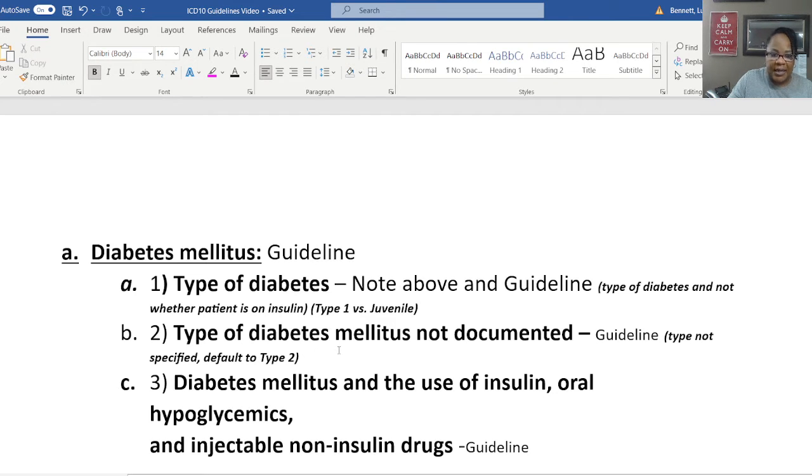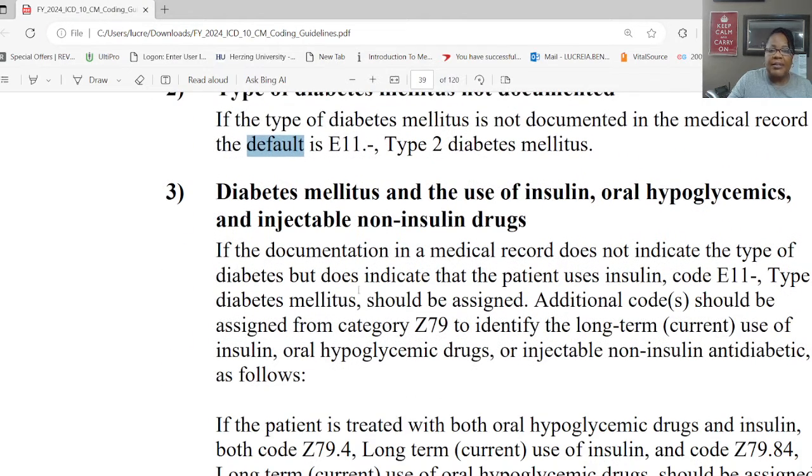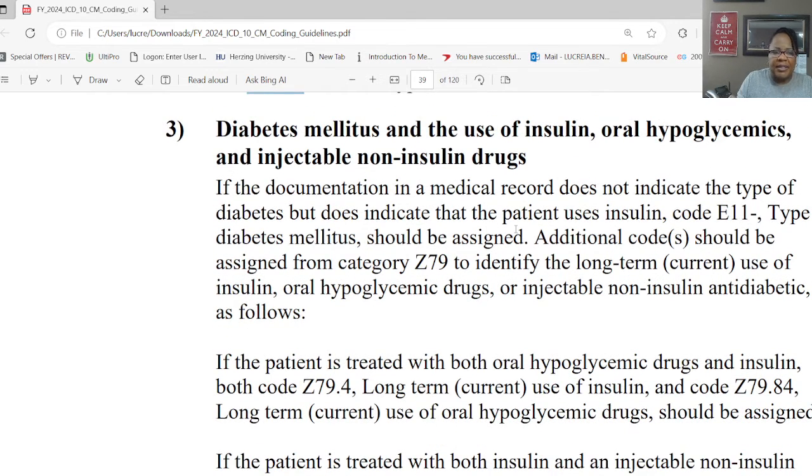The default is type 2. Let's see what number 3 says. Diabetes and the use of insulin, oral hypoglycemics, and injectable non-insulin drugs. Right, this one changed in recent years. If the documentation in a medical record does not indicate the type of diabetes, but does indicate that the patient uses insulin, then code E11, type 2 diabetes, should be assigned.